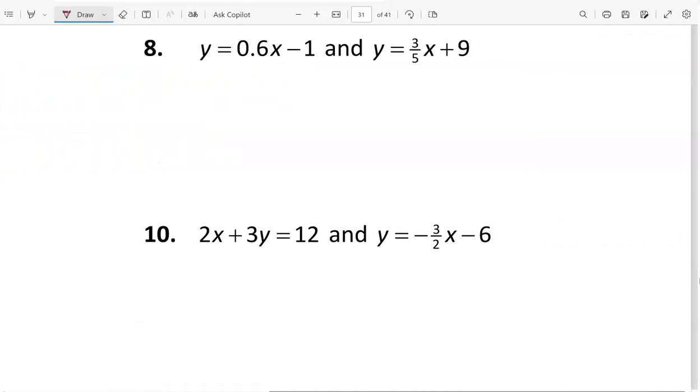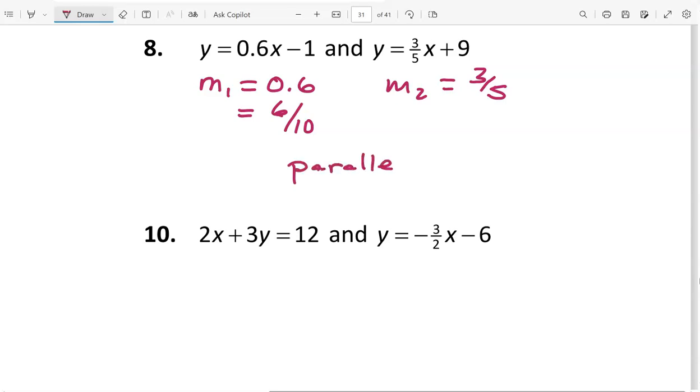For number 8, our equations are y equals 0.6x minus 1 and y equals 3/5 x plus 9. The slope of the first line is 0.6 and the slope of the second line is 3/5. 0.6 and 3/5 are the same numbers, since 0.6 is 6/10 and 6/10 reduces to 3/5. If the slopes are equal, the two lines are parallel.